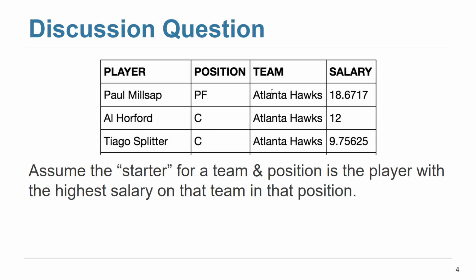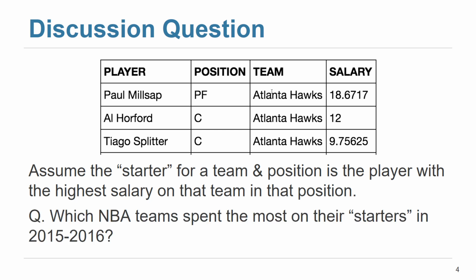So we'll assume that the starter for a team and position is the player with the highest salary on that team in that position. So the coach of the team will choose the starting players this way. For each position, he will choose the one who has the highest salary to start the game. And as we know, we have 5 positions, so we will have 5 players. In each position, the highest salary for that position, not overall, for that position, within the team roster, of course. Okay, is that clear?